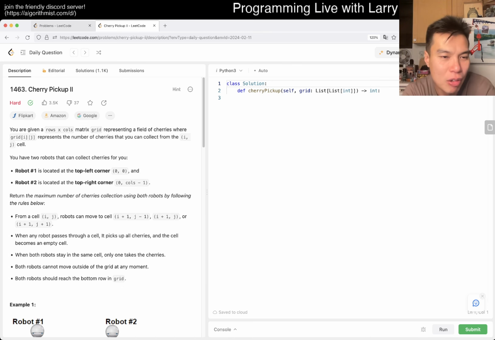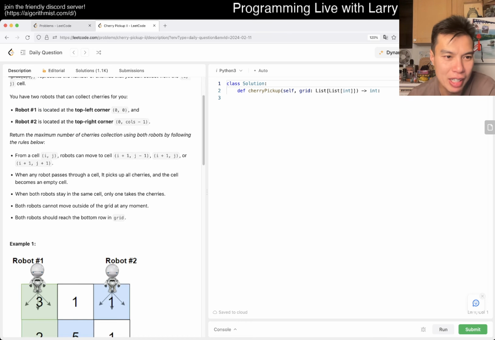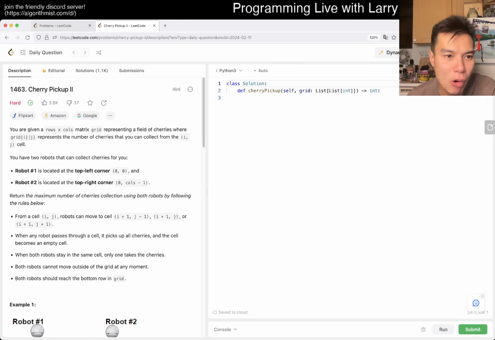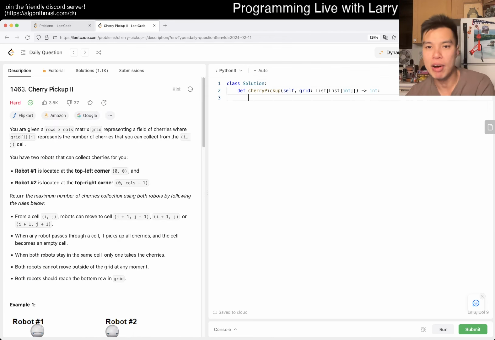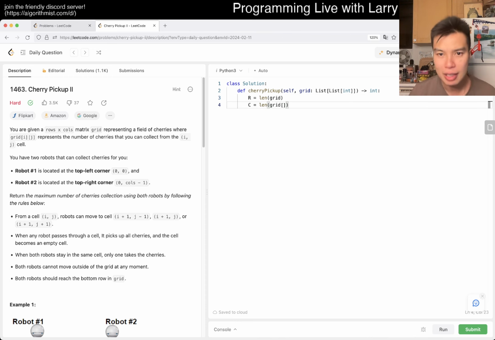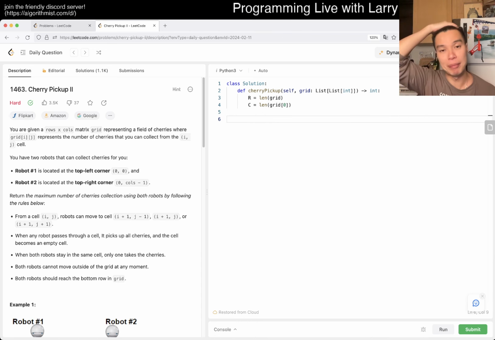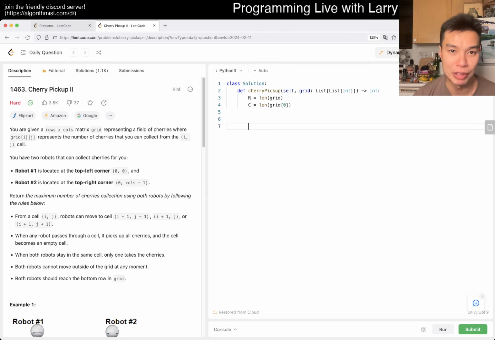You're given rows and columns. You have two robots. One starts at the upper left, and the other at the upper right, and you want to collect cherries. So this is going to be dynamic programming. The way I'm going to attack this problem is recursively. There are some things we have to deal with in this problem, so we'll talk about them as we code. But let's start with a really basic, naive recursion.